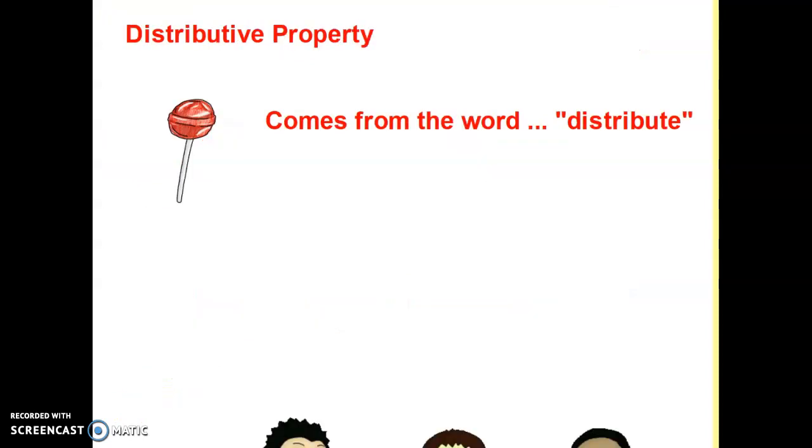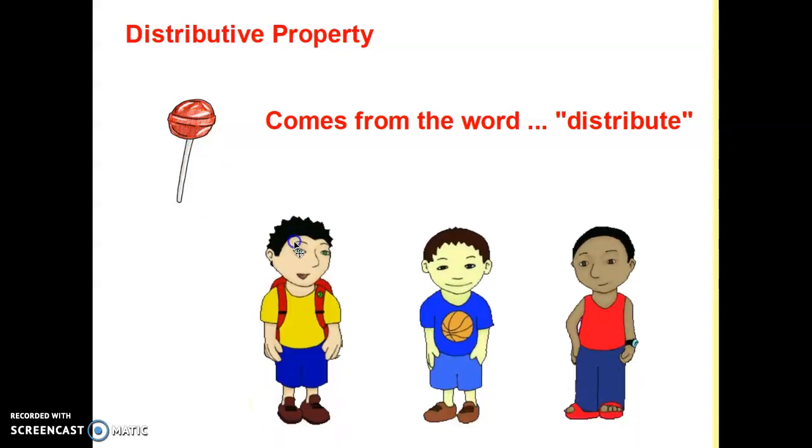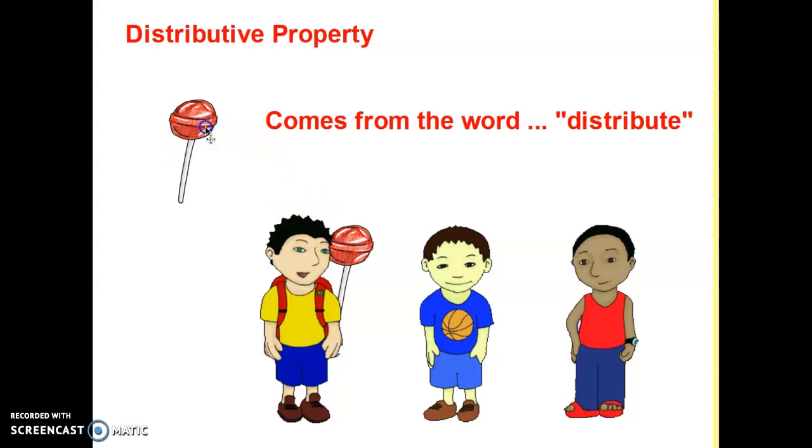Now, the last property should be more familiar to you because we definitely just looked at using it to simplify expressions. So it comes from the word distribute. And then here you see my lollipop. And if you think of distribute, and I told you to distribute to those 3 friends, what would you do? Well, you take that lollipop and you share it with everybody so that everybody has one. It's the exact same idea in math.